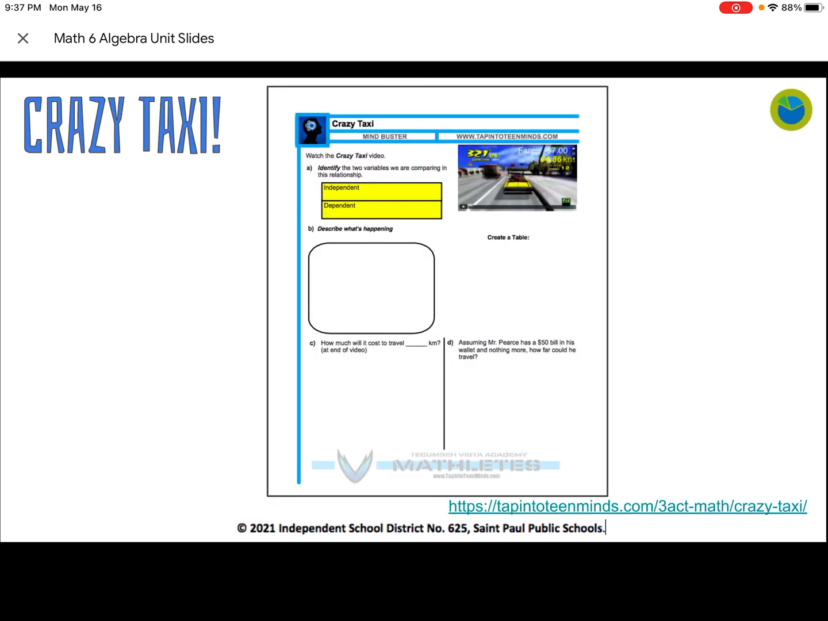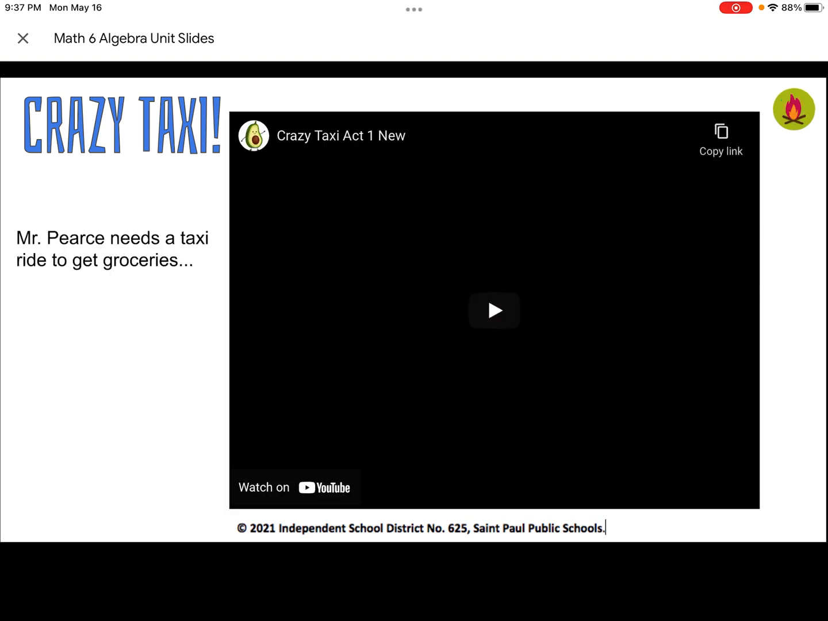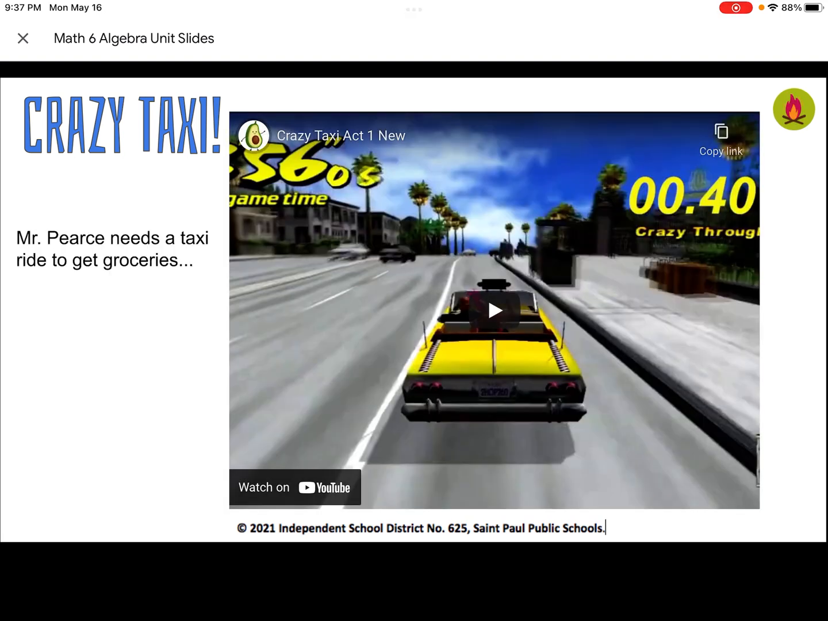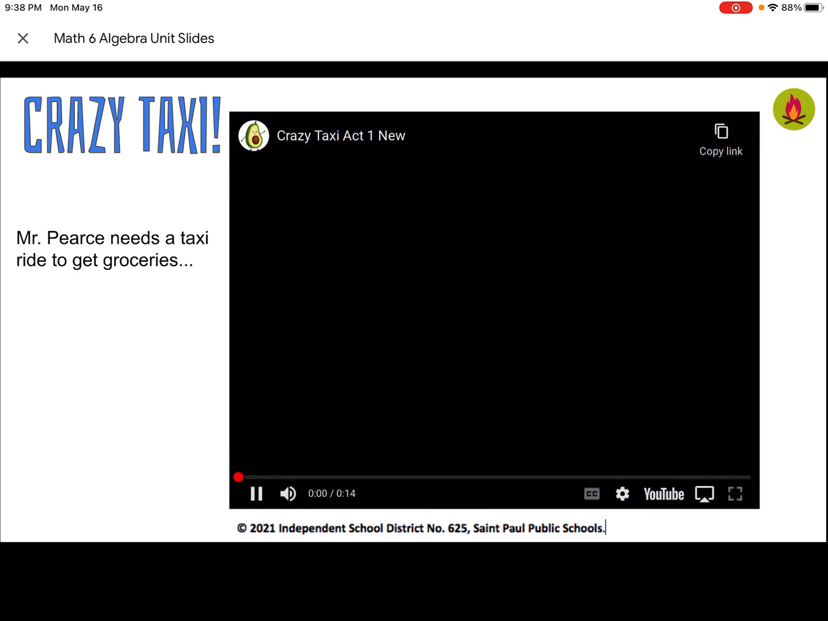All right, so we're going to do an activity called Crazy Taxi. You either need this activity sheet, the paper version, or you can find it as a PDF in Schoology. So you're going to need that as we do the activity. And we're going to watch a video. So quick, watch the video. It's about a crazy taxi ride.